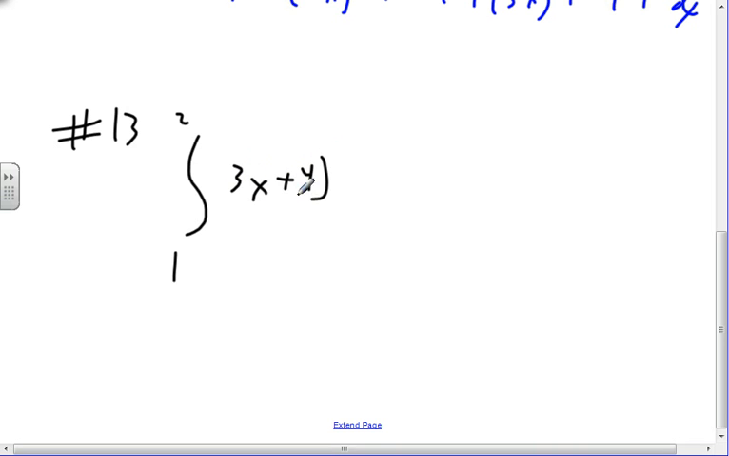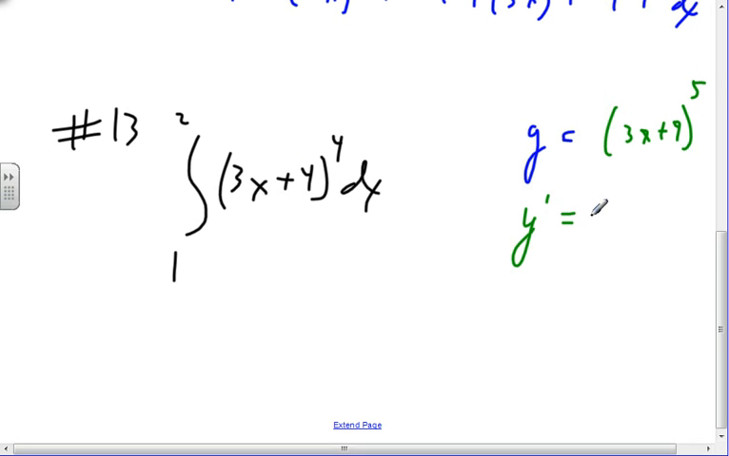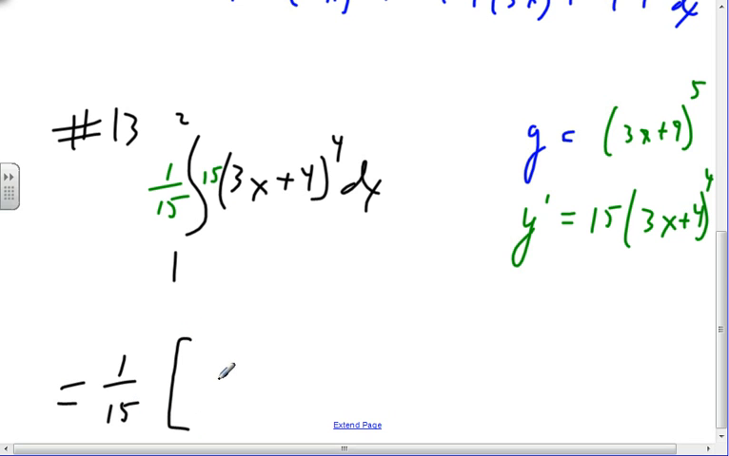3x plus 4 to the 4th dx. Now, we're going to guess that my antiderivative is in the form 3x plus 4 to the 5th. And then y prime is going to be 15 times 3x plus 4 to the 4th. So I need a 15 and I need a 1/15. Okay, now I'm all set. So this is going to be 1/15 of 3x plus 4 raised to the 5th, evaluated at 1 and 2.